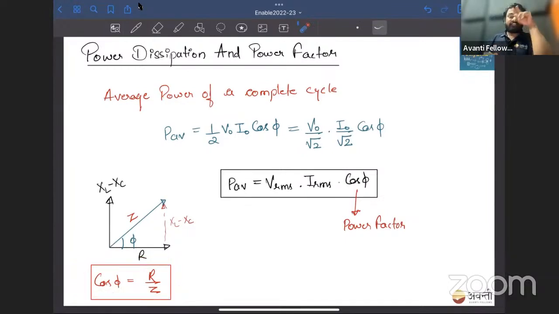Tan phi, do you remember? Tan phi was XL minus XC by R. Cos phi is R by Z. So these are important formulas, please note them quickly.